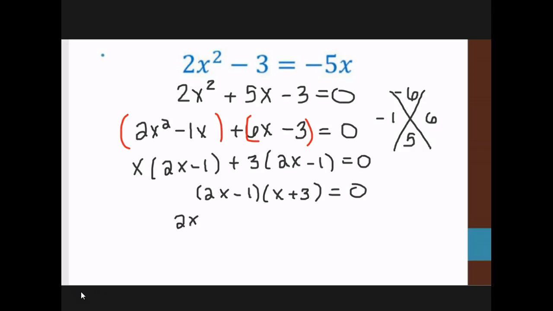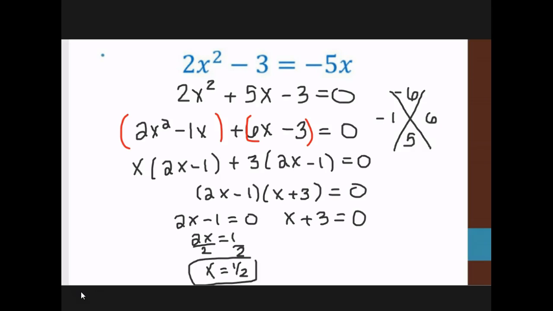Then you set each factored form equal to 0 individually. Solve for x. So we add 1 and then divide by 2. So you get x equals 1/2. And then over here you subtract 3. So you get x equals negative 3. So you get x equals 1/2 and x equals negative 3.